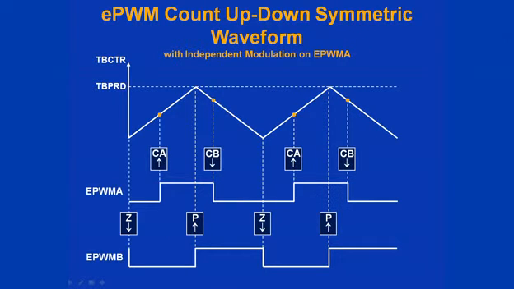And finally, again using different output actions on the up count and down count, we have the EPWM-A output set high on the compare A up count match and clear low on the compare B down count match. The EPWM-B output will clear low on 0 match and set high on period match.